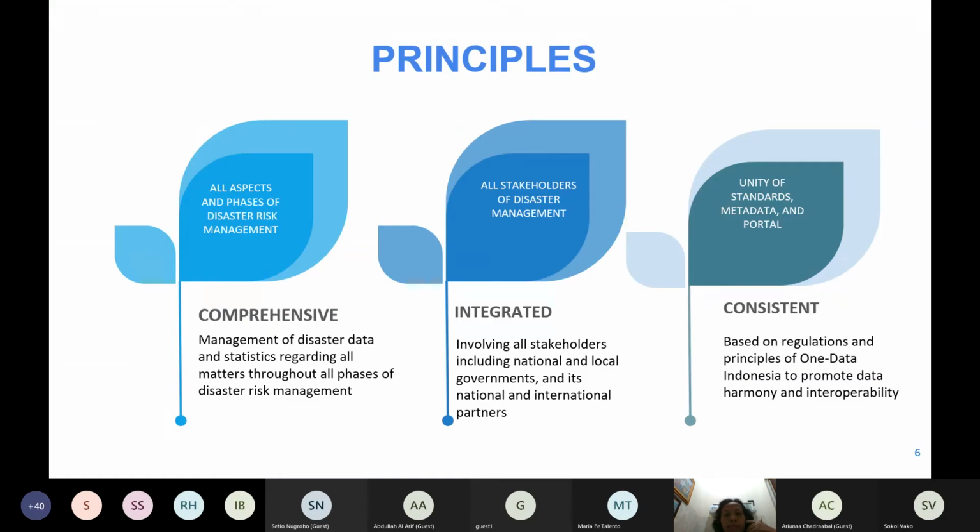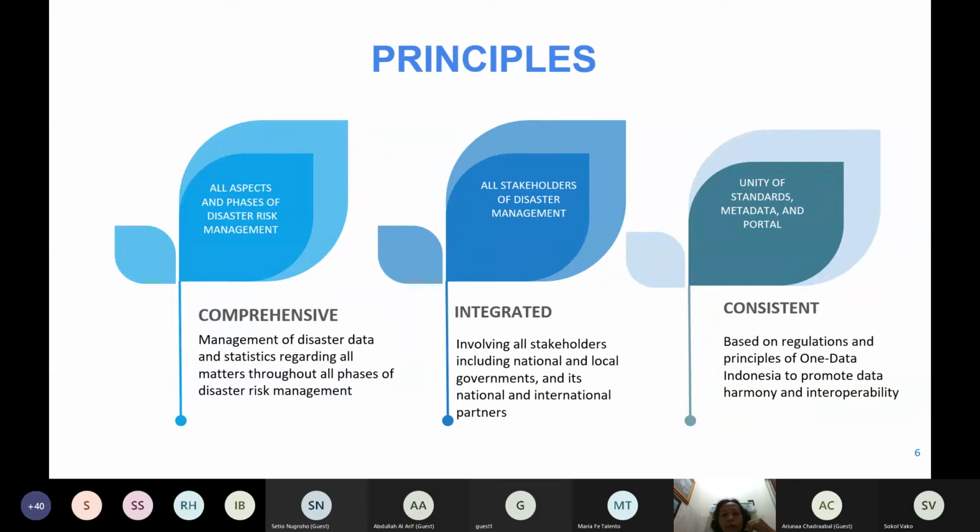This is the principle that we will use for the One Data disaster Indonesia. The first is the comprehensive principle, that the management of disaster data and statistics regards all matters throughout all phases of the disaster risk management. So as I mentioned before, we have the four steps that we need to collect, or we produce, so they can be related to each other, and all the aspects and phases of the disaster risk management can be included in this one disaster data in Indonesia.